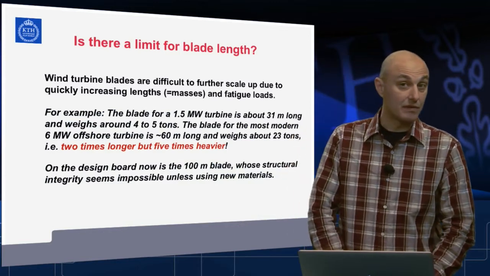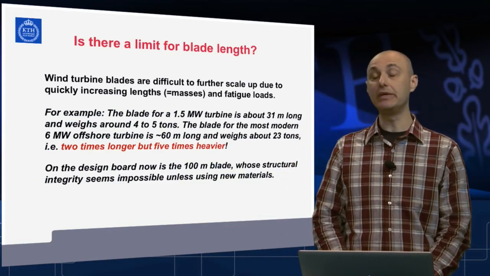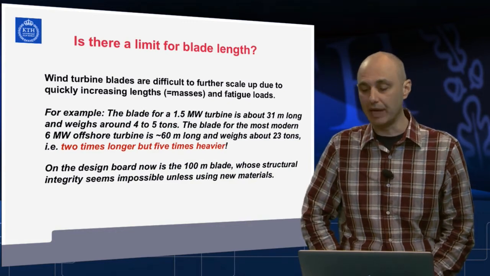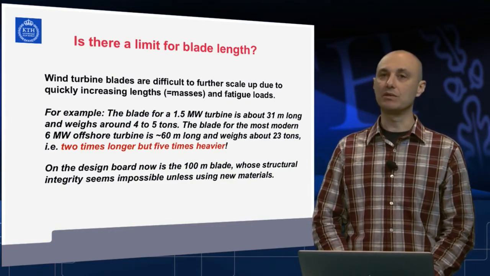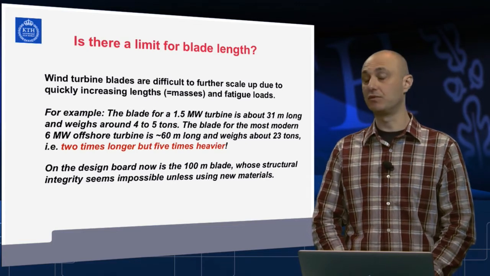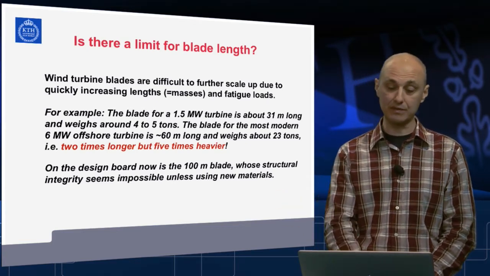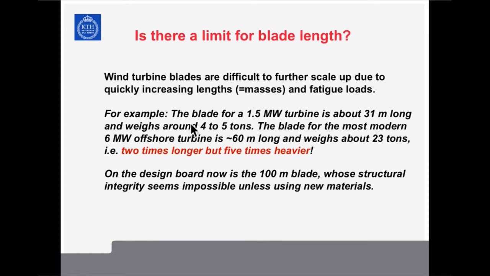Is there a limit for the blade length? Are we really going towards the 100-meter blade? That's a very nice question. We are not going to answer it now, but that's food for thought. You're welcome to think about it. This is one example here: the blade for the 1.5 megawatt turbine. Many of those are working out there, some of them more than 10 years old now. It is approximately 31 meters long, the glass fiber blade, the state-of-the-art blade. It is heavy, approximately 4 to 5 tons, one blade only.